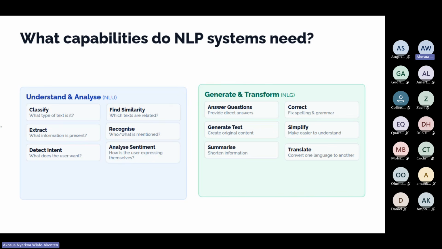So the first capability we want to discuss is question answering. Okay, question answering or answering questions. So here the system receives a question. The user poses a question and then it provides a direct answer. So a question could be, what time does the clinic open? Then the system might say, this clinic opens at 8 p.m. or 8 a.m. Okay, then we also have text generation.